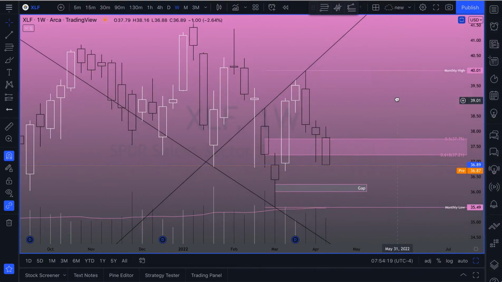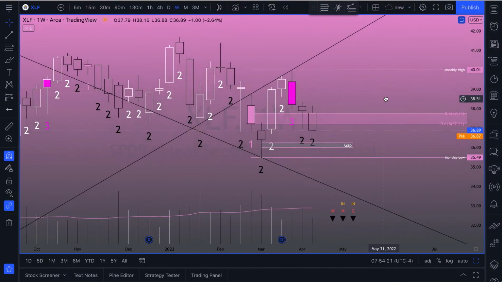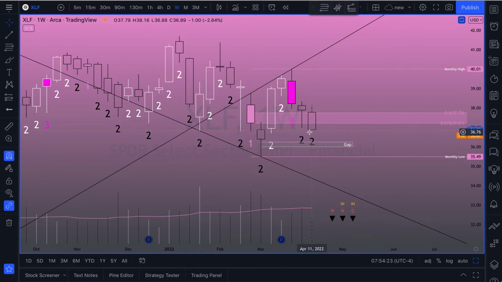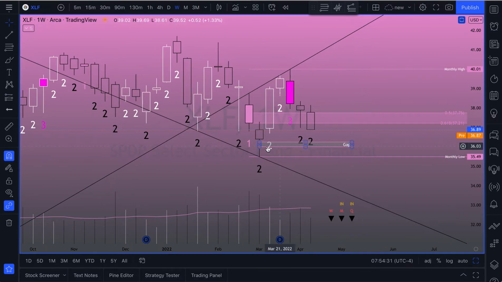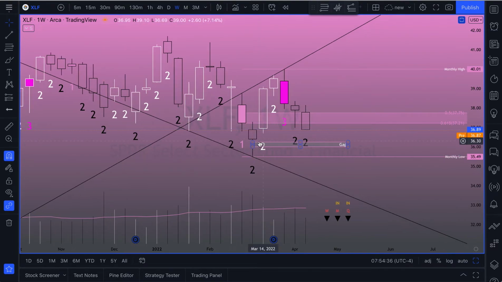Financials. Financials failed the 50% area. Might likely be heading down to fill this gap. Let's see how it reacts at the gap at 36.25. See what it does there. That'll be 50% of this area as well. Just eyeballing it. Not an exact measurement, but I know that's a gap.